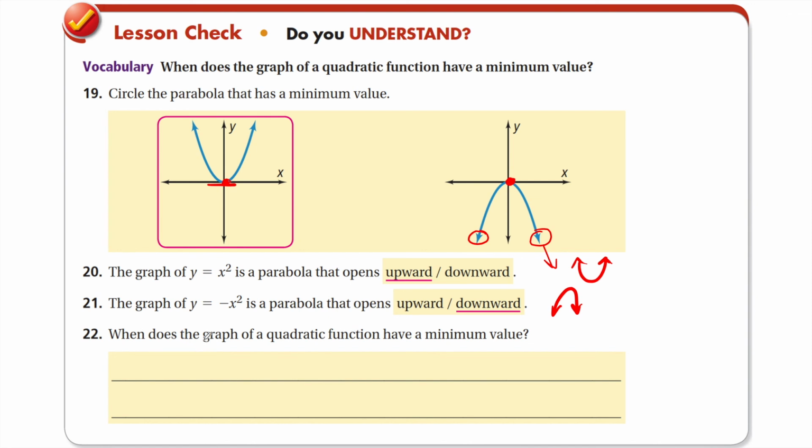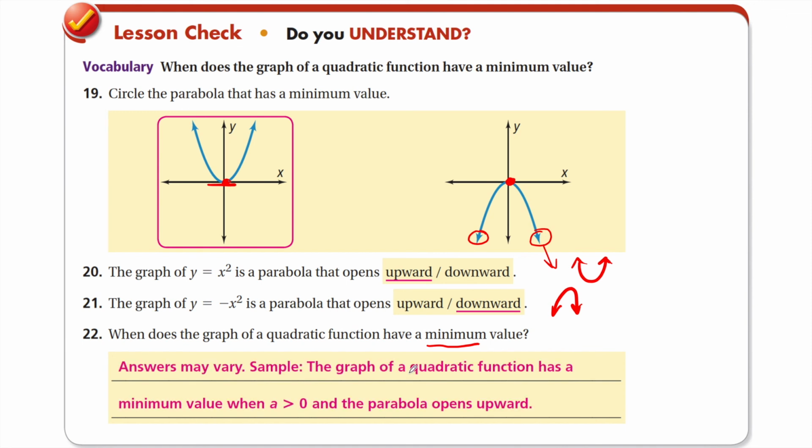So when does the graph of the quadratic function have a minimum value? Well, a minimum value will always happen when a is positive. In other words, when a is greater than 0, the parabola opens upwards.